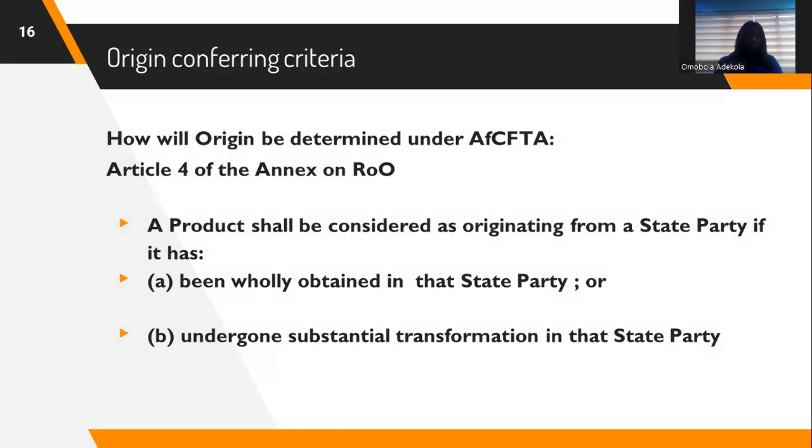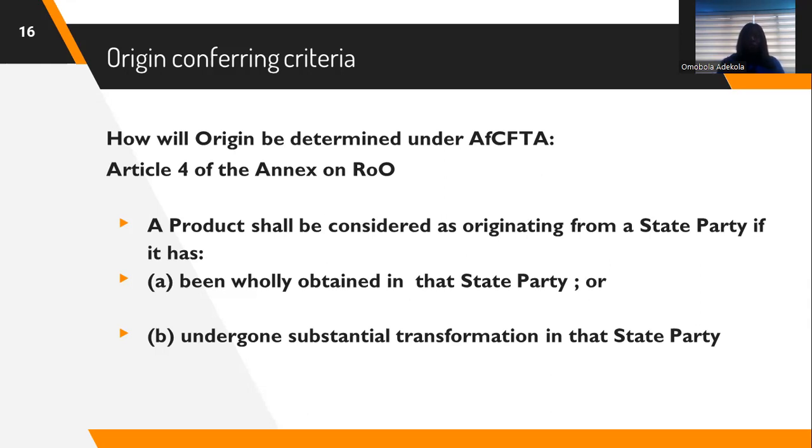Under Article 4 of the Annex on Rules of Origin, it states that a product shall be considered as originating from a state party. Basically, the rules of origin are to determine if this product originates from a member country of the AfCFTA, then does it meet the pre-qualification requirement? So there are two requirements that will be used to determine if a good or a product will qualify for preferential treatment.